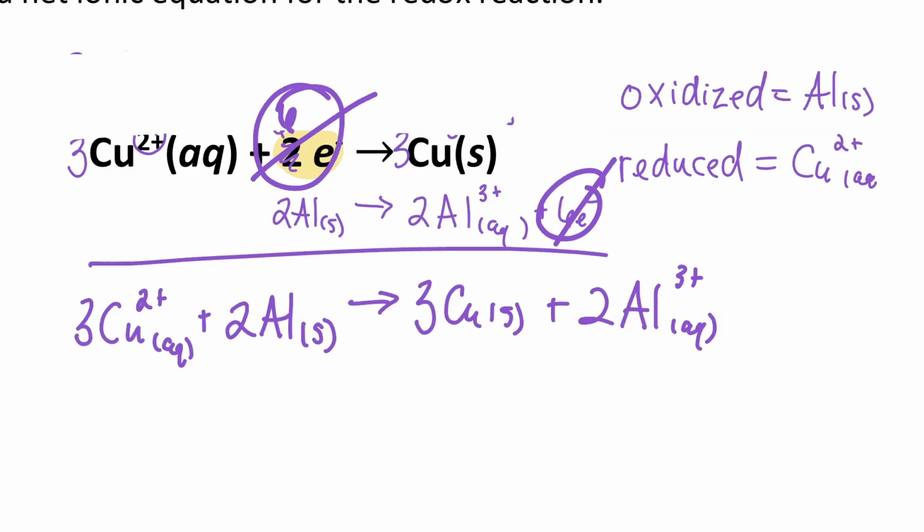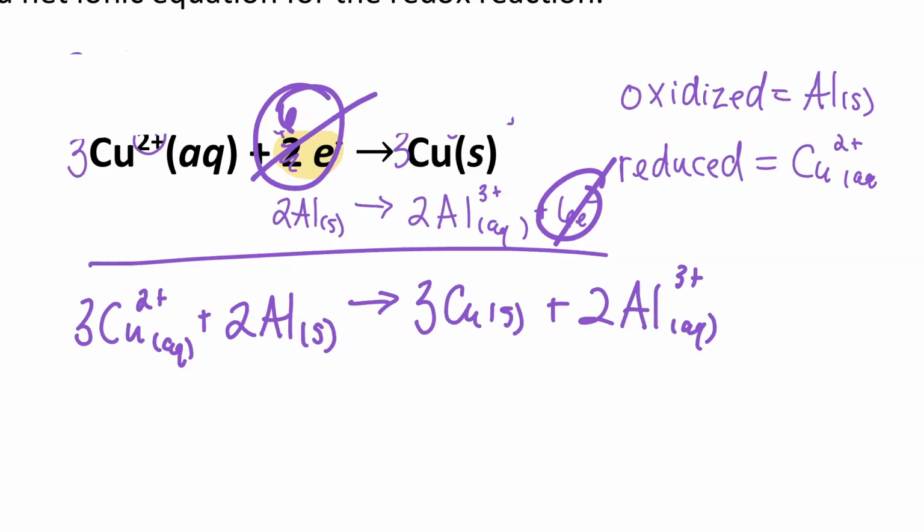So I'm going to check it here. 3 copper, 3 copper, 2 aluminum, 2 aluminum. Okay, so that takes care of the conservation of mass. Conservation of electrons and charge, we want to look at this overall. So 3 copper ions at +2 apiece gives me +6 as the charge on the reactant side. 2 aluminum ions with a charge of +3 apiece give us +6. So both sides are equal in charge.